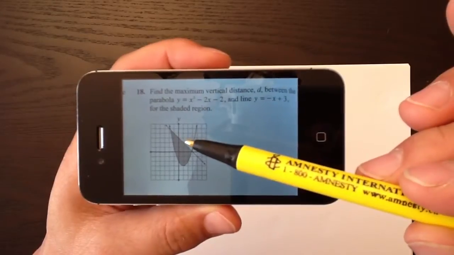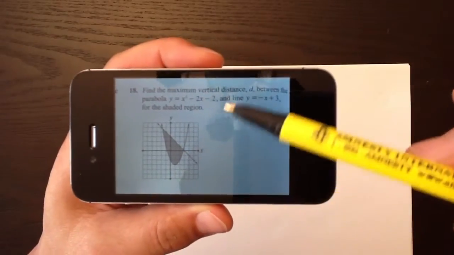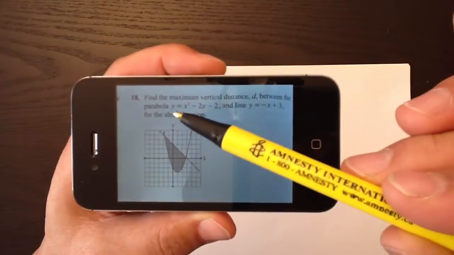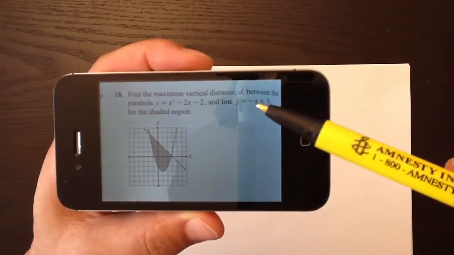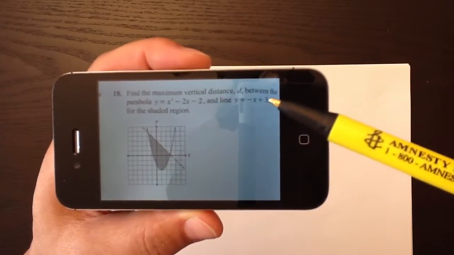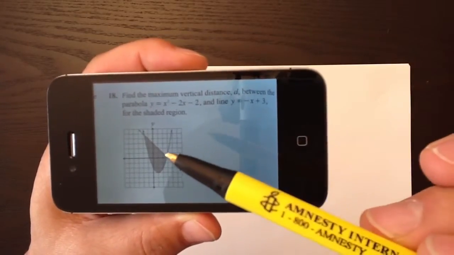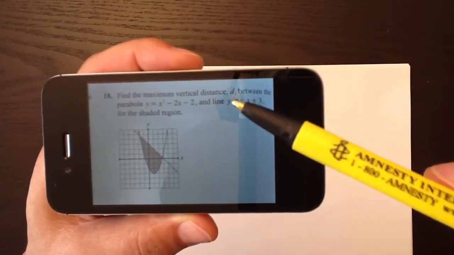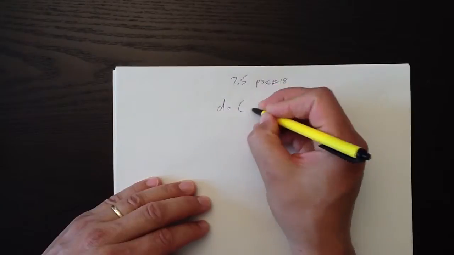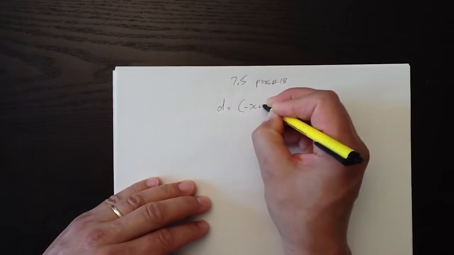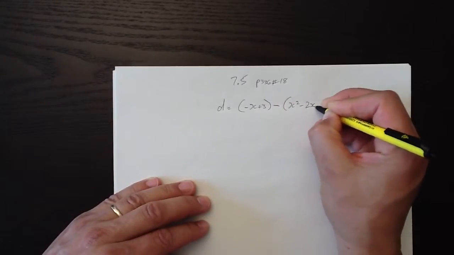We can see that y on the line minus y on the curve is just a y minus a y. So y equals that stuff, and this y equals that stuff. This is y on the line, that's y on the curve. So I can take y on the line, which is negative x plus 3, and subtract y on the curve, which is that stuff, and it will give me a result. The result is called d. So we can write it this way. d equals y on the line, negative x plus 3, minus y on the curve, which is x squared minus 2x minus 2.